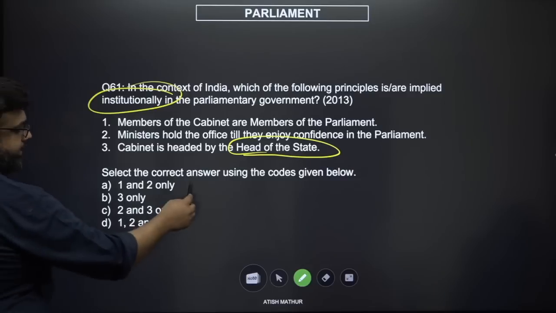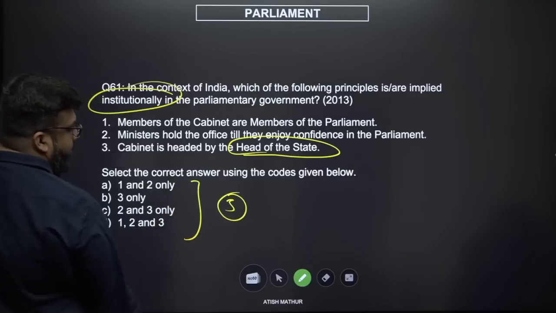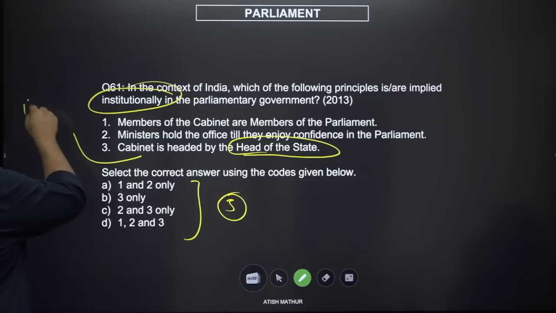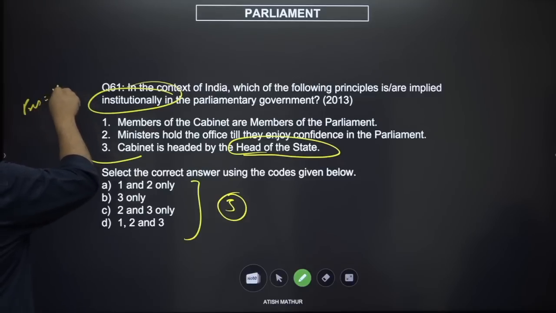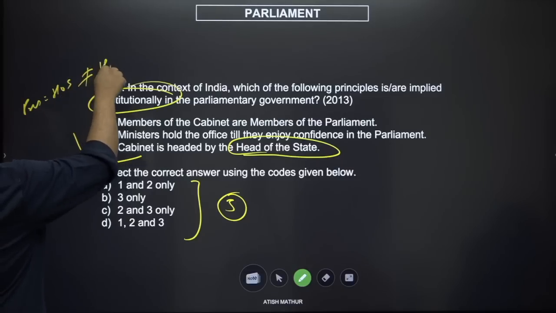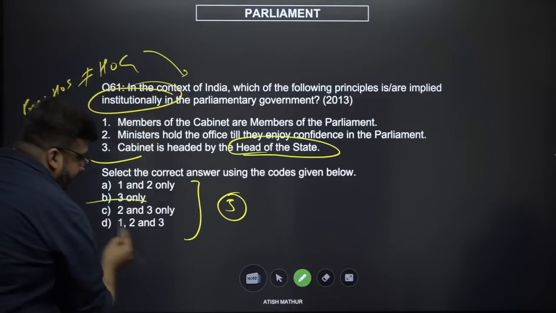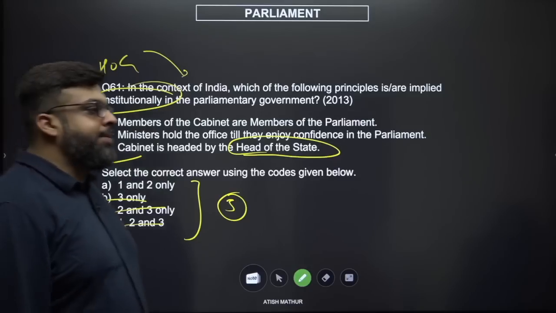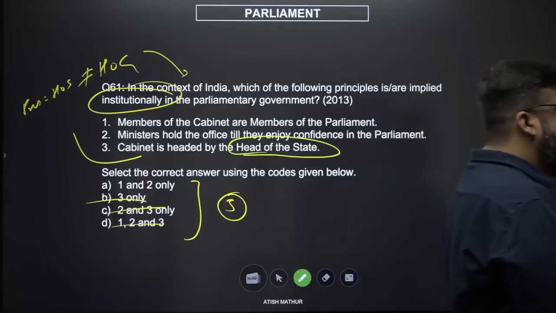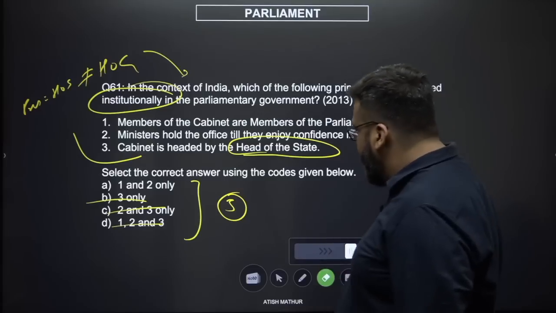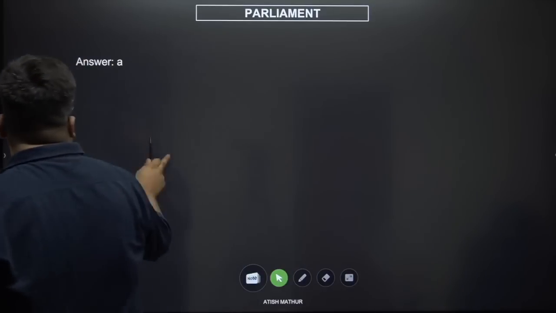We can clearly see 3 is an option which is common to 3 out of 4 options. Cabinet is government, president is the head of the state. The head of the state cannot be head of the government in a parliamentary democracy, especially in the context of India. 3 is wrong. Any option which has 3 gets eliminated. Your option becomes A, 1 and 2 only, right? Your option becomes A, 1 and 2 only.